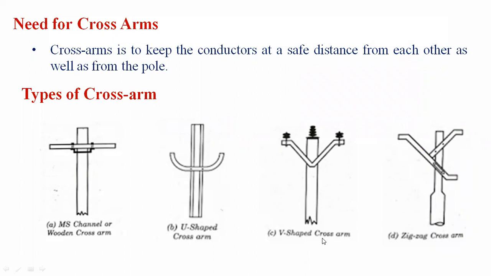V-shaped cross arms are particularly used for transmission lines, that is 11 kV and then 33 kV. The zigzag cross arms are used wherever there is a dead zone, wherever the cross section is there, at those particular places. That is used for both transmission as well as for the distribution purpose.